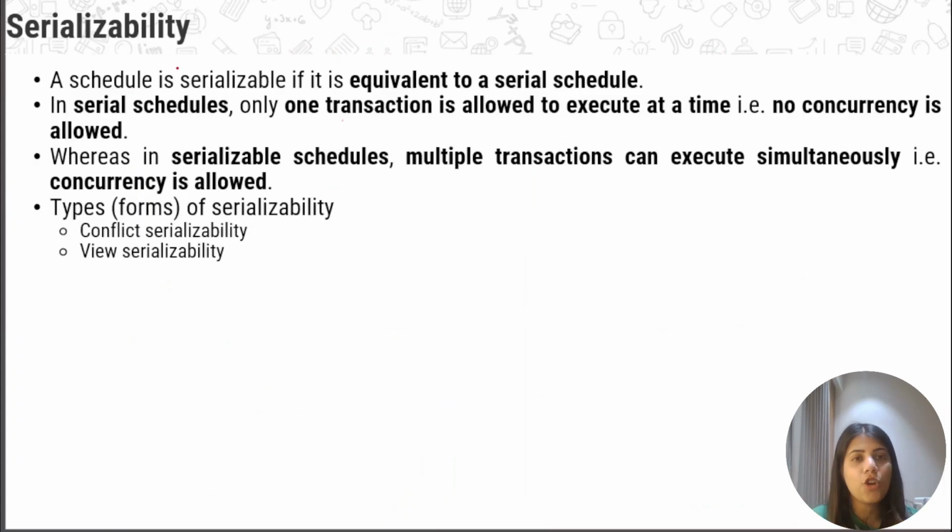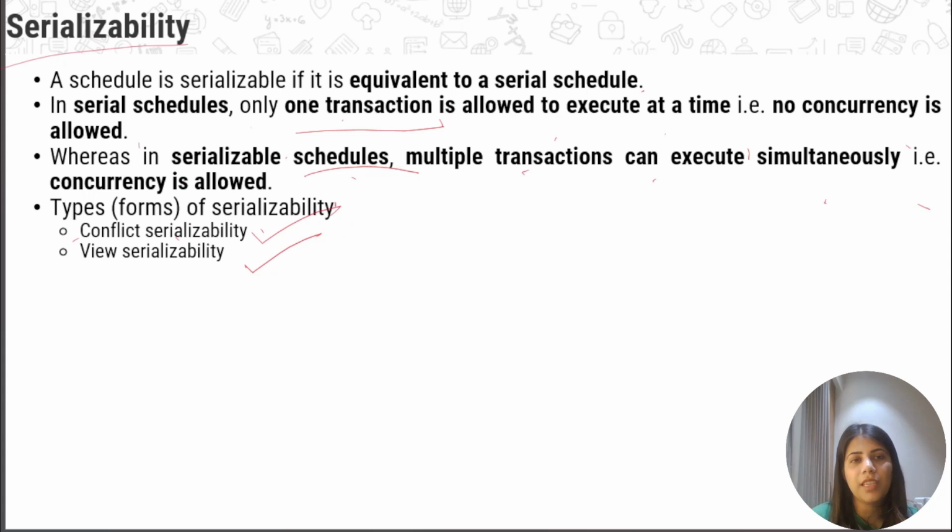The next topic is serializability. A schedule is serializable if it is equivalent to a serial schedule, which means in serial schedules only one transaction is allowed to execute at a time and no concurrency is allowed. Whereas in serializable schedules, multiple transactions can execute simultaneously, that is, concurrency is allowed. The types of serializability are conflict and view serializability, which we will see further.